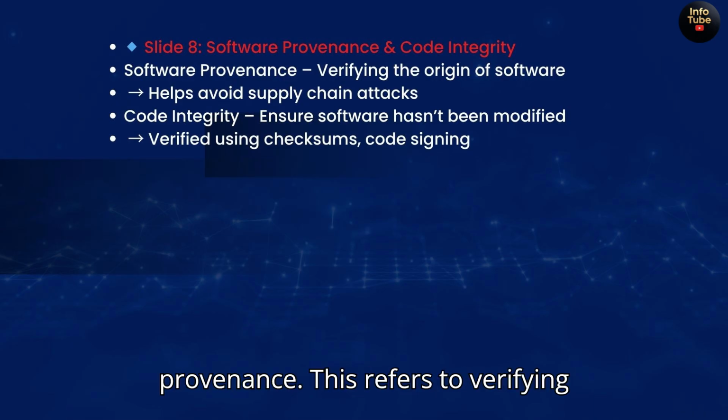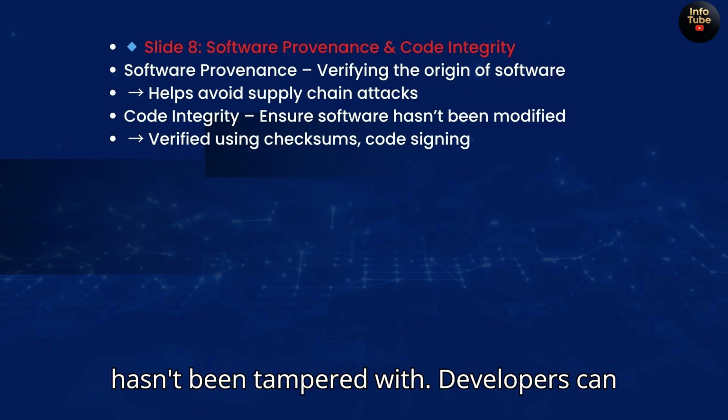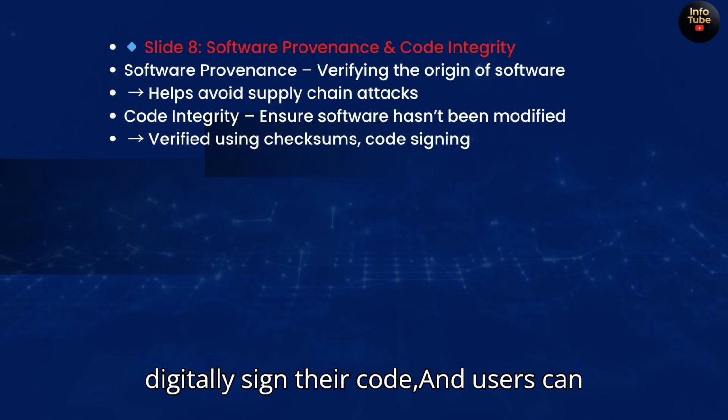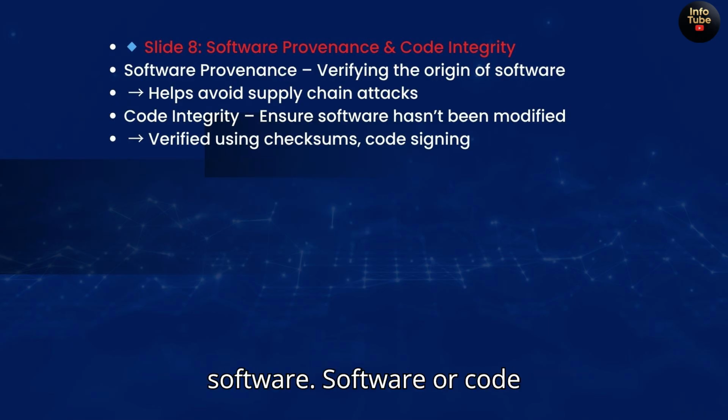Software provenance. This refers to verifying where software came from and ensuring it hasn't been tampered with. Developers can digitally sign their code, and users can verify the signature before running the software.